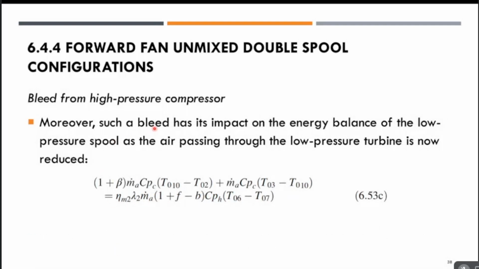Moreover, such a bleed has its impact on the energy balance of the low pressure spool, as the air passing through the low pressure turbine is now reduced. The low pressure turbine is getting less air because there are air bleeds. Not all of the mass flow rate going through the low pressure compressor will reach the low pressure turbine, because it is already being bypassed and channeled to other places.